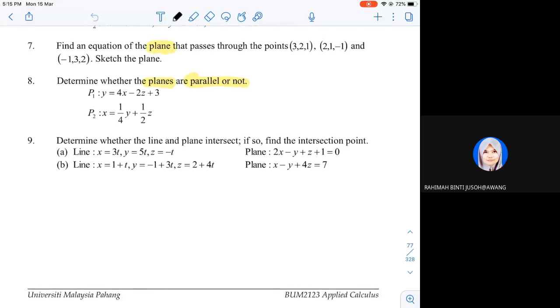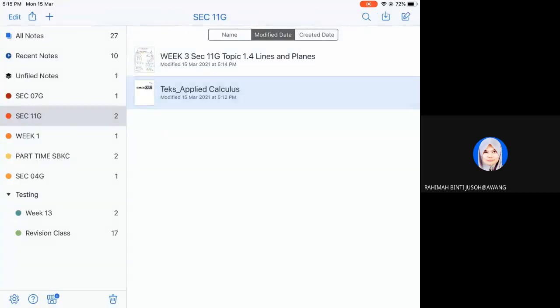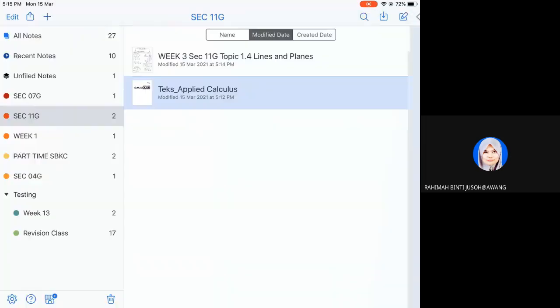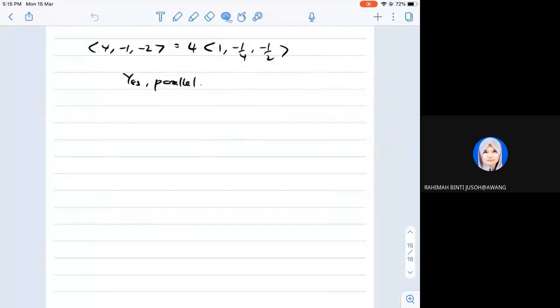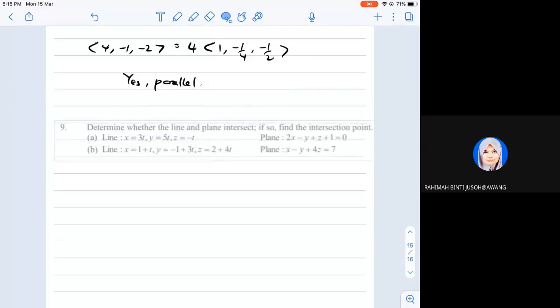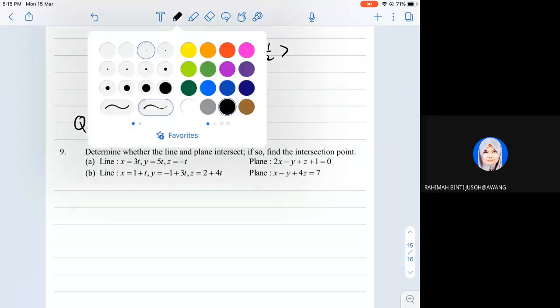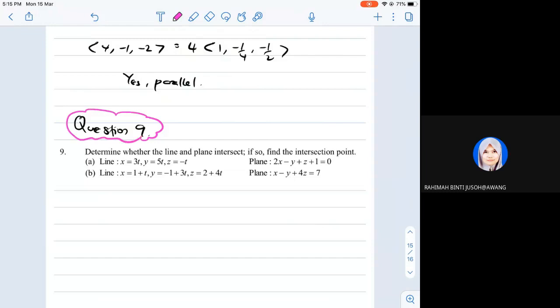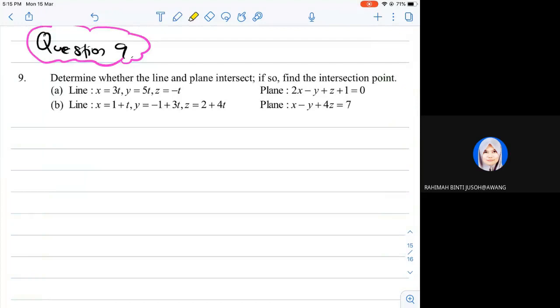Okay, now ni equation line and plane intersects. Determine whether the line and plane intersect. If so, find the point of intersection. Question number 9. Okay, baca betul-betul. Soalan ni dia tanya line dengan plane. Line versus plane sekarang ni.